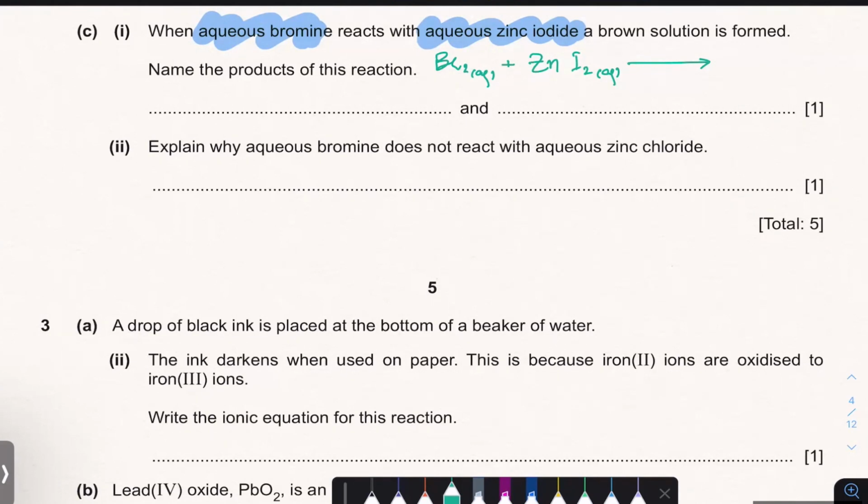All right, so let's see. I know that zinc bromide will be made. Why? Because iodide is going to be oxidized and iodine is going to be made. Now tell me, people, what is the color of bromine solution? Orange or red brown. And what's the color of iodine? It is brown. So clearly we can see it is aqueous iodine, by the way. All right, so let me write the answer. Name the products. They have asked us to name. We will not write formulas. So zinc bromide and iodine.